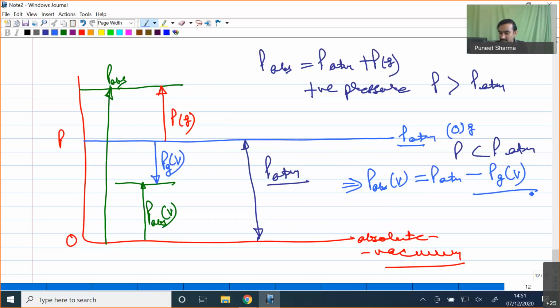Shubham? Yeah, please. But what's the requirement to define such a new gauge pressure, sir? What is the requirement for doing so?